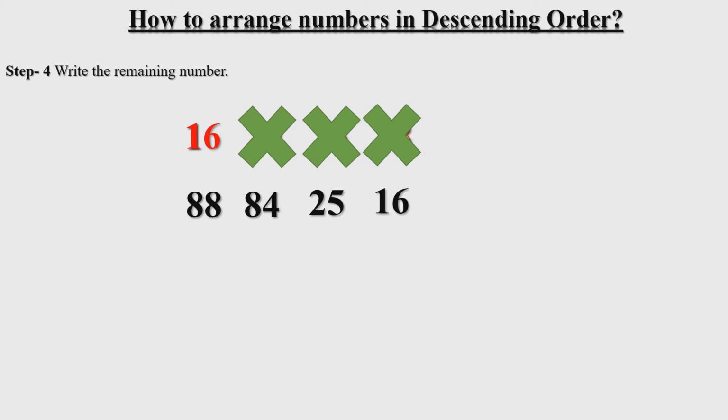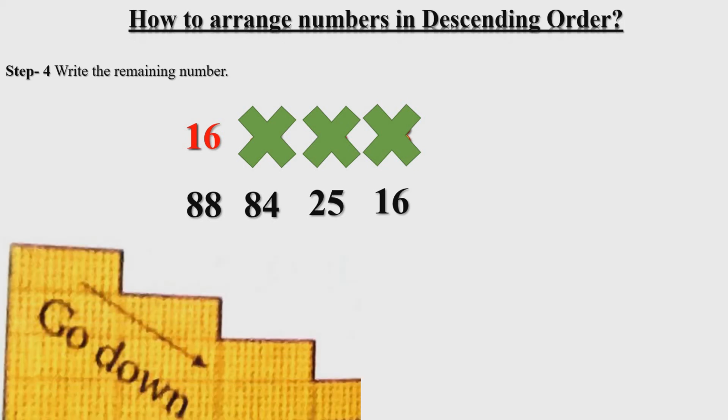So kids, thus these numbers are now in descending order because they are arranged from greatest to smallest. Greatest 88, then smaller 84, then even smaller 25, and at last the smallest number 16. So I hope kids you have understood the concept of how to arrange numbers in descending order. If the tens place digits of any 2 or 3 numbers are the same, we compare their ones place digits.